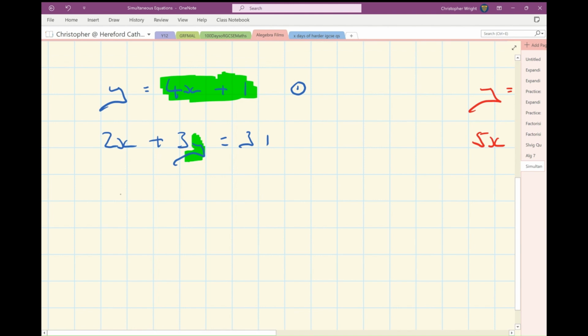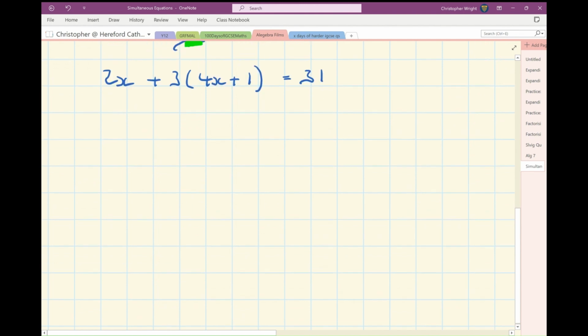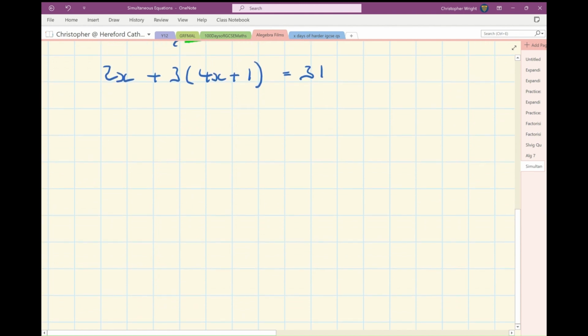So I'm going to write 2x plus 3 times y. Well, y is 4x plus 1. There you go, equals 31. So I've just rewritten equation 2, but I've substituted in 4x plus 1 instead of the y, because y is 4x plus 1. And that's left me with an equation which has just got x's in it. So I can solve this in the usual way.